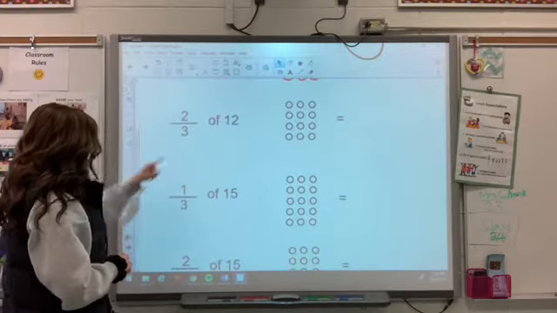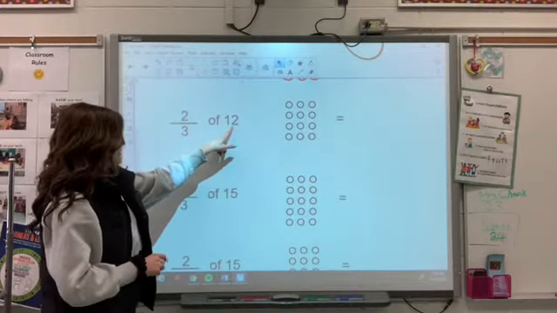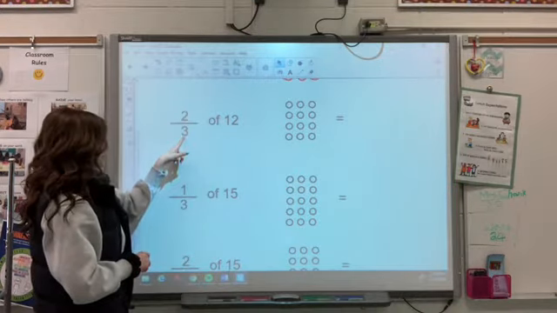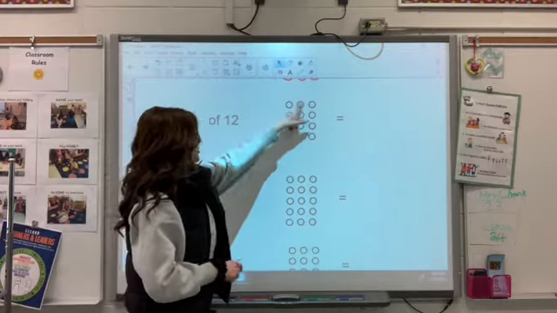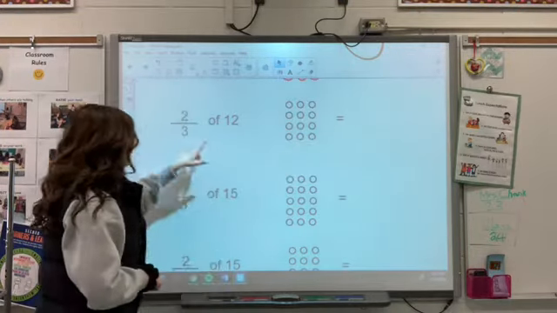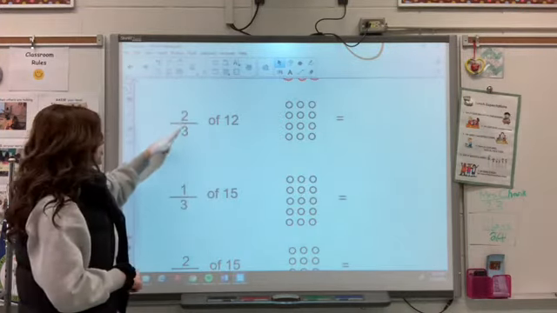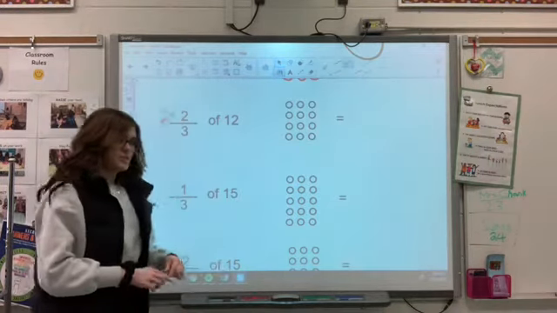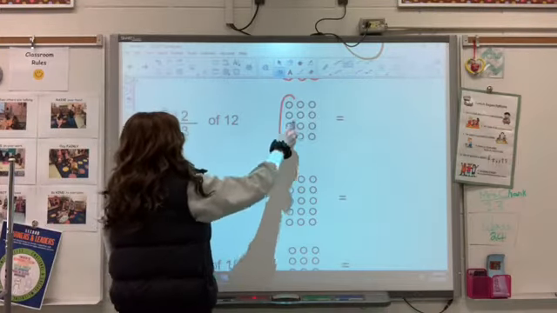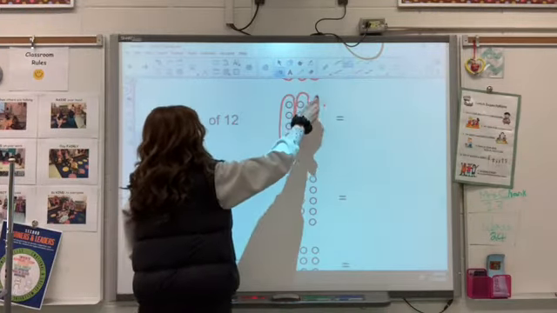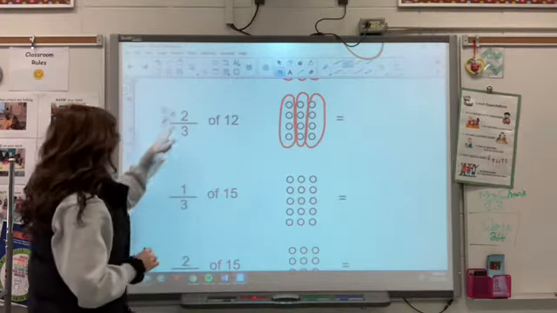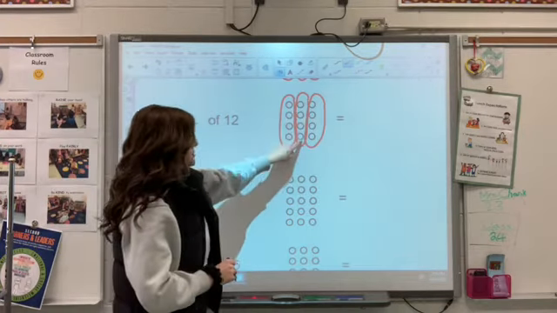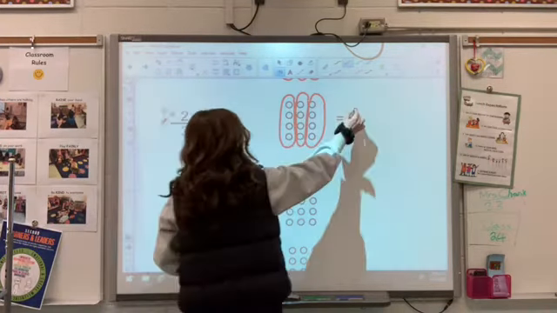The next one here, I have 2/3 of 12. So I have 12 circles here. I've already lined them up into 3 rows, okay? 1, 2, 3. I want to know how many circles are in 2/3 of the 12, so in 2 of the 3 groups. If it's easier for you, go ahead and circle your 3 groups. You have that visualization. And then count how many circles are in 2 of those groups. So in 1 group I have 4, in 2 groups I have 4 more, which is 8. The answer would be 8.